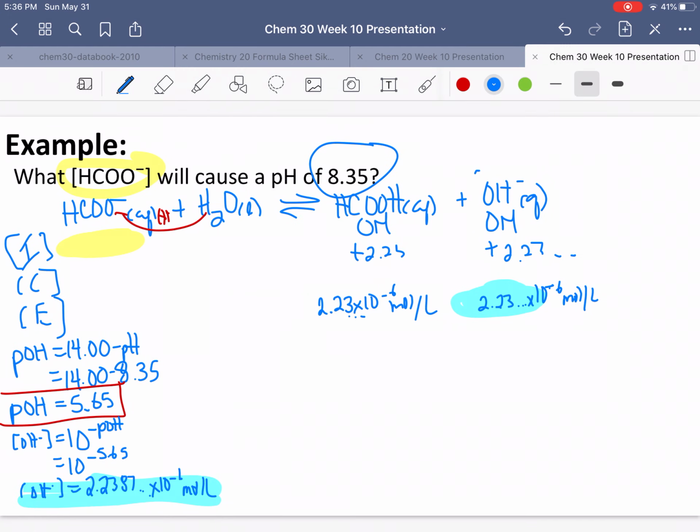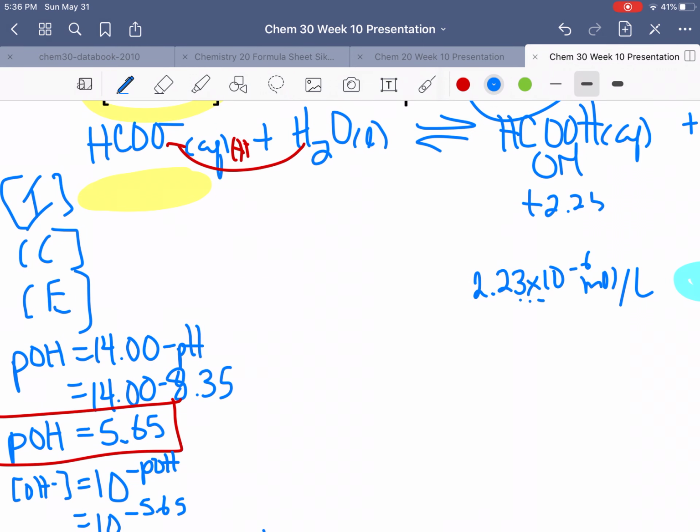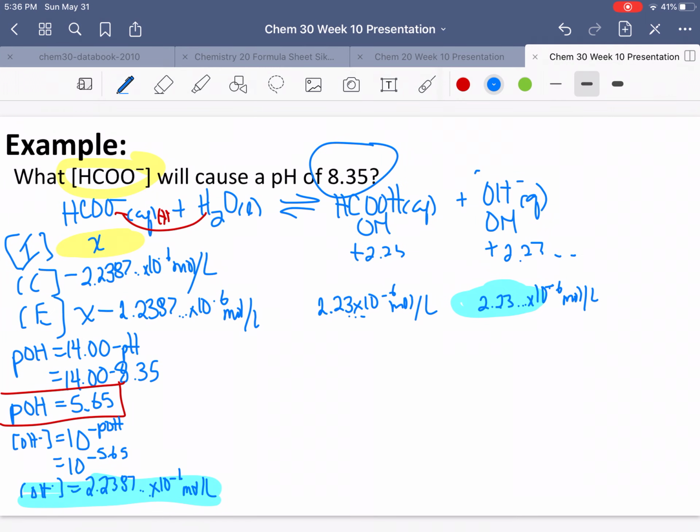They're the same. And what that also means is that this original one, if I count this as an unknown X, if I subtracted that same 2.2387 times 10 to the negative 6 moles per liter, I now have an equation for the equilibrium concentration. Oh, that potentially is useful. X minus 2.2387 times 10 to the negative 6 moles per liter. Okay, not an answer yet, right? We're not there, but something potentially useful still.